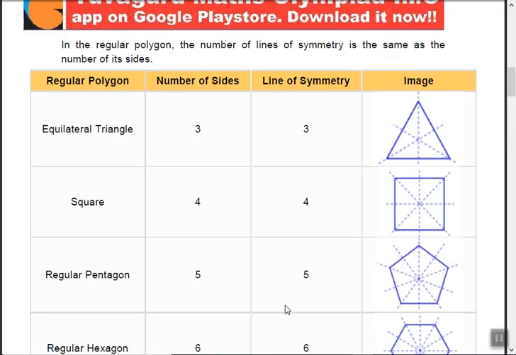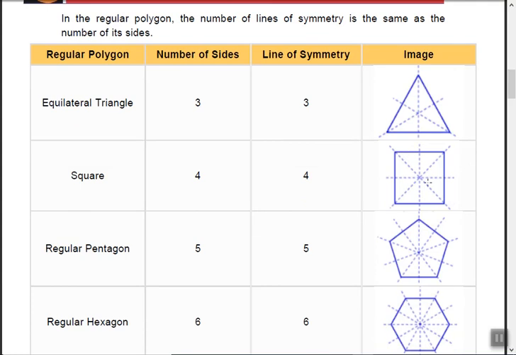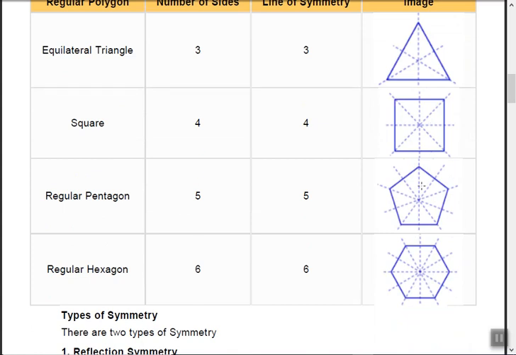Okay. See, these various regular polygons are shown. Equilateral triangle, square. Rectangle is not a regular polygon because all the sides of a rectangle are not equal. Then regular pentagon, then hexagon. There is also heptagon, octagon, nonagon, decagon, duodecagon. But for you it's only up to hexagon. Okay. One important part which you say is all the sides are equal. That's why it's called regular.